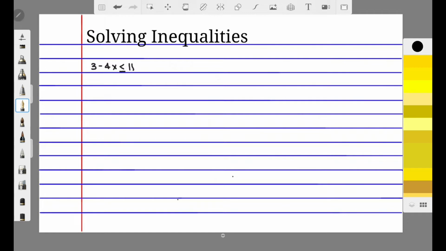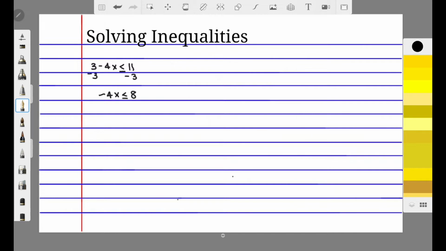But there is one thing that is a little bit different. Take this inequality, for example: 3 minus 4x is less than or equal to 11. Alright, let's solve. Negative 4x is less than or equal to 8.